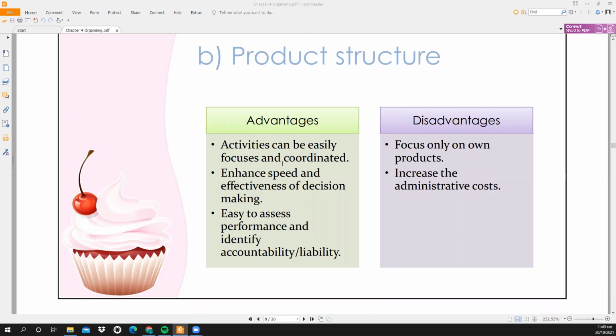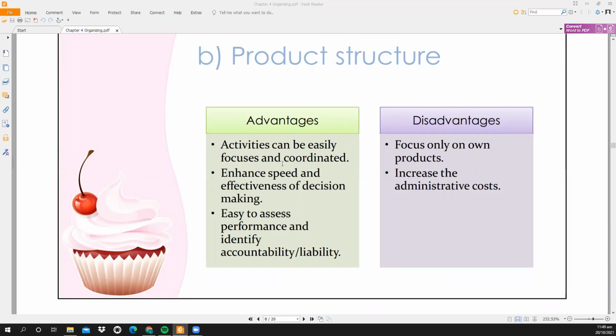Okay, so since yun nga nakadepende sa product na ino-offer nila yung structure, then mas madali nilang ma-improve no yung product na yun. Kasi doon lang sila nakafocus. Enhanced speed and effectiveness of decision making. Kasi di naman nila kailangan pang i-consider yung ibang product. Okay, so pag nag-decide sila, specific lang for that product.